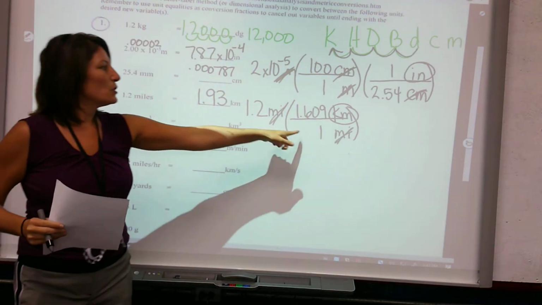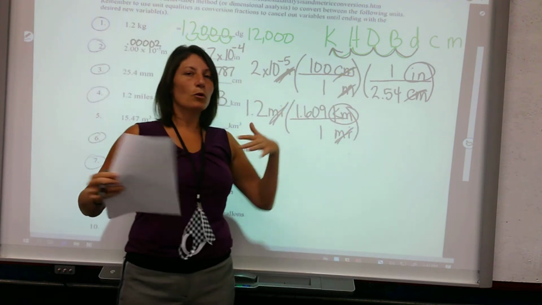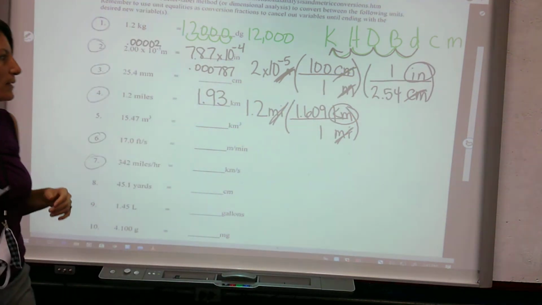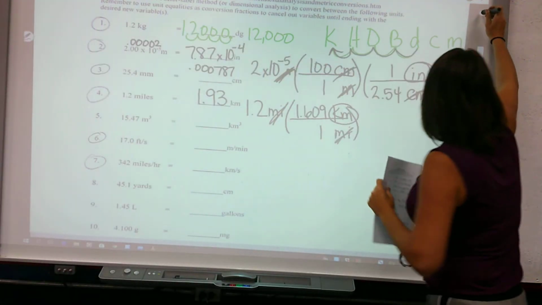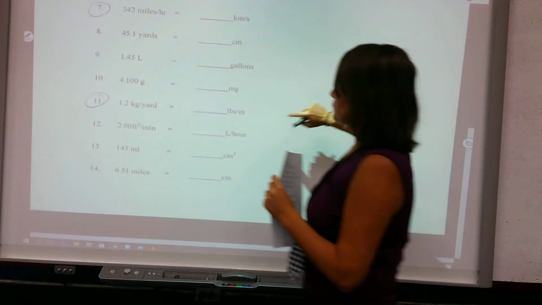I don't need to do anything with these ones. If you multiply or divide by 1, it keeps the number the same, so you don't need to do anything with those. Alright, I'm going to do one more. Actually, I'll do 2 more.